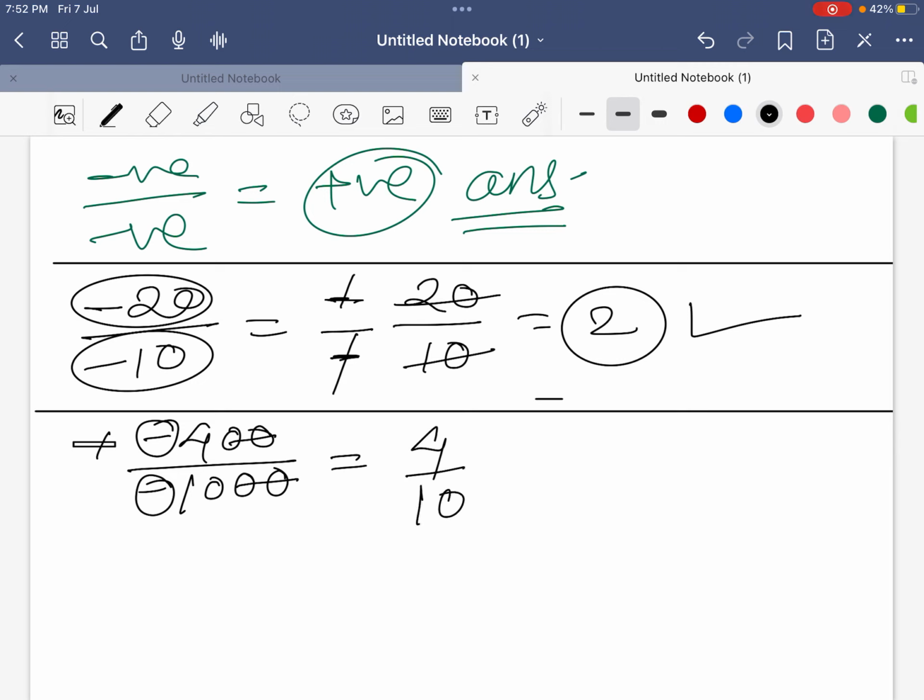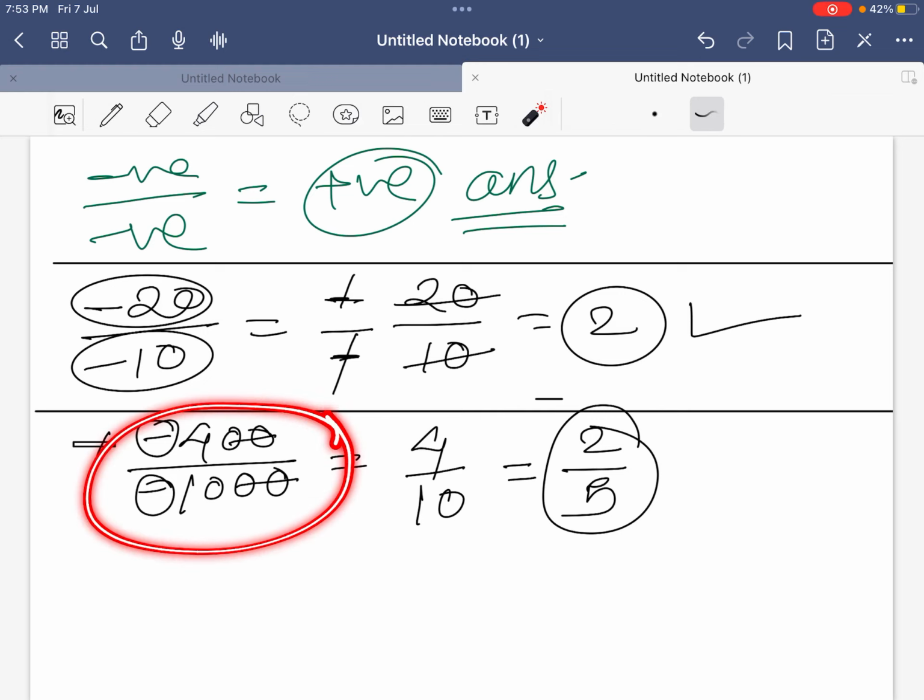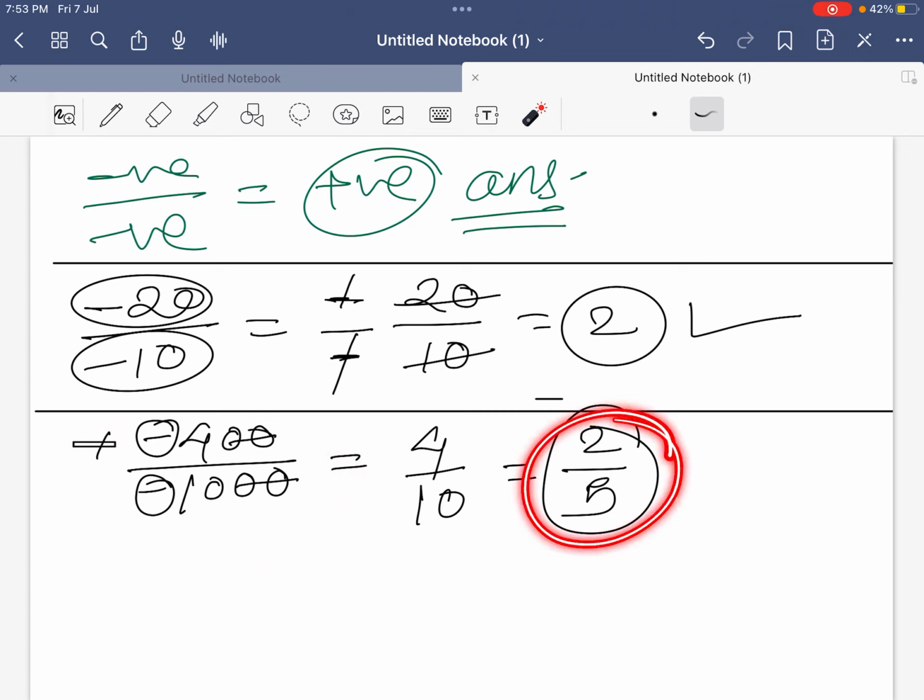What is the remaining term? 4 upon 10. If you want to simplify it, then just further simplify like this: 2 2s are 4, 2 5s are 10. So likewise, just keep this as it is. So this is your answer, and the answer for this whole question, take for example, minus 400 divided by minus 1000 is nothing but plus 2 upon 5.